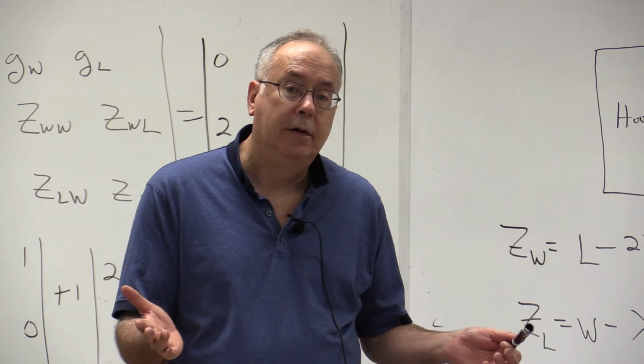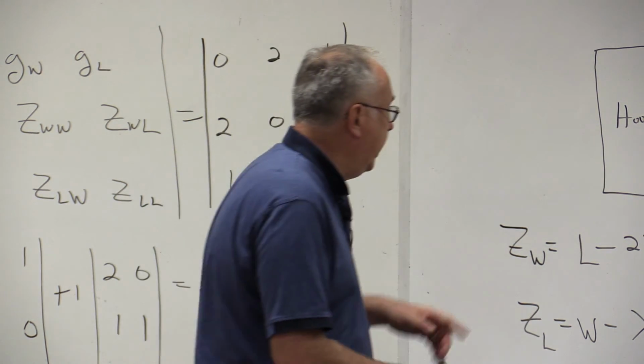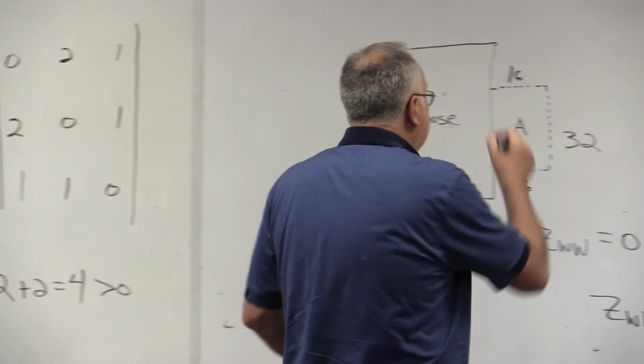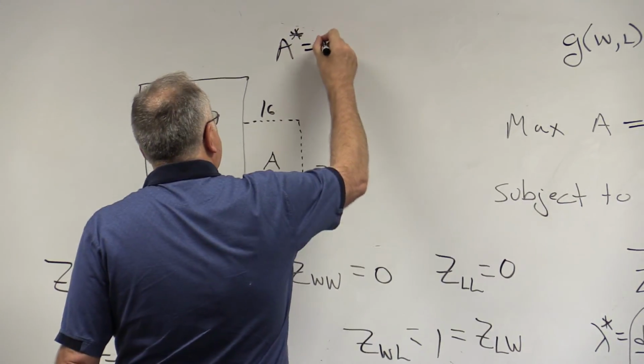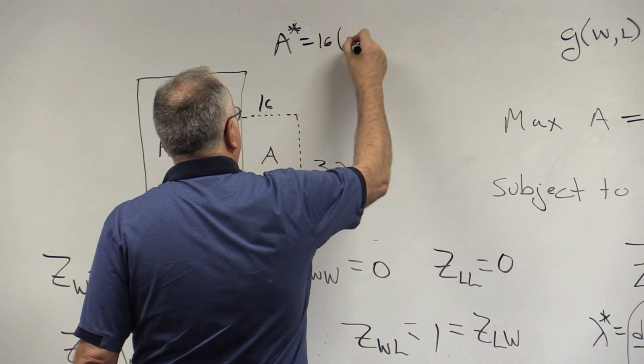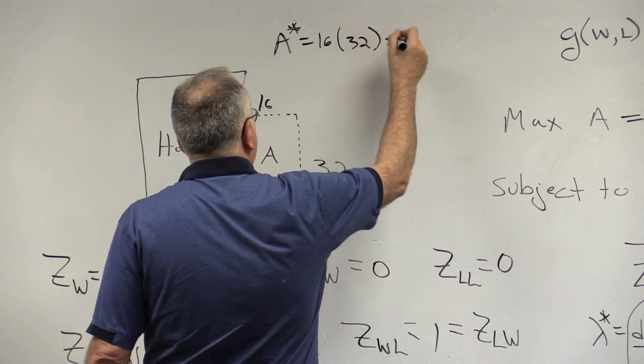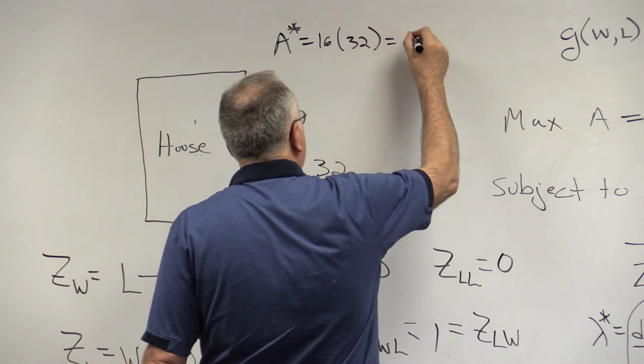Any questions over this? Obviously, your optimal area here, your A star, would be 16 times 32, which is what, 512?